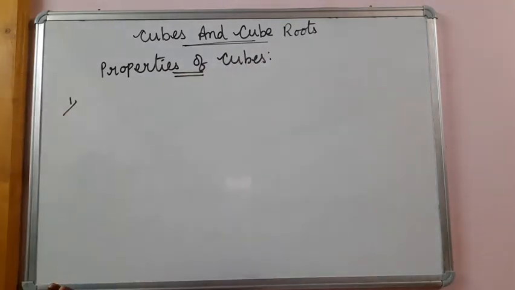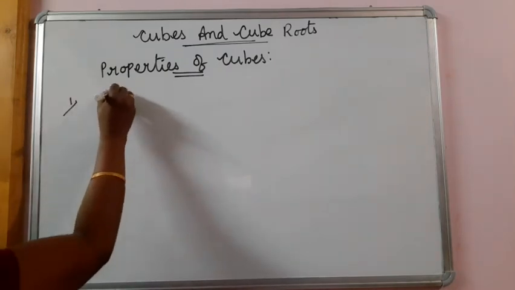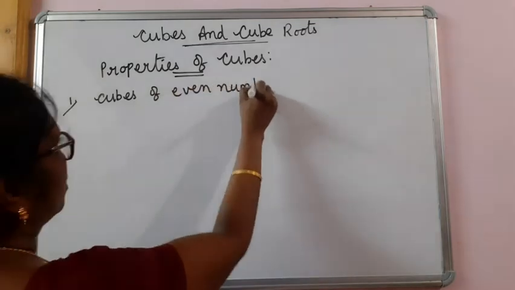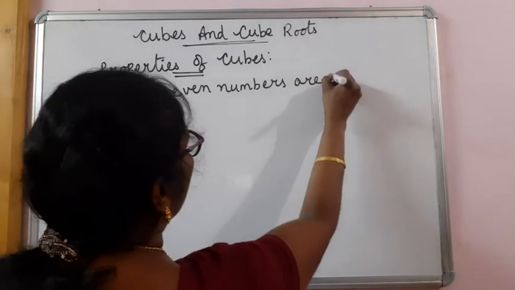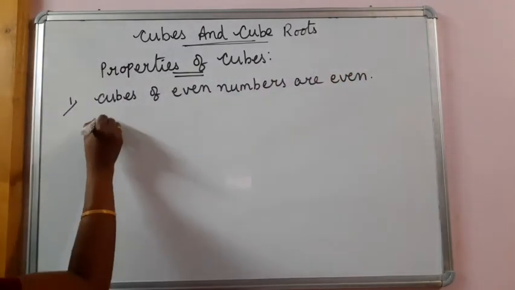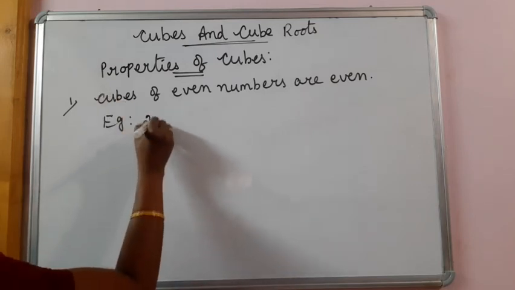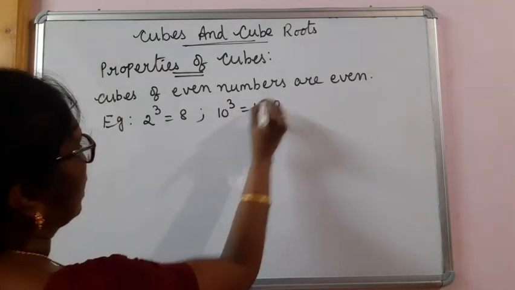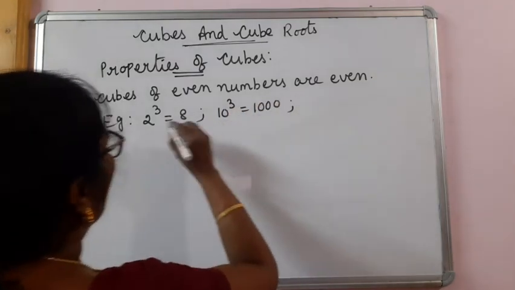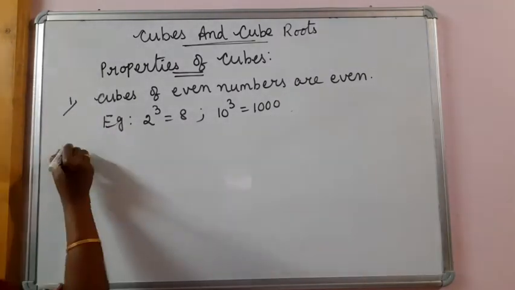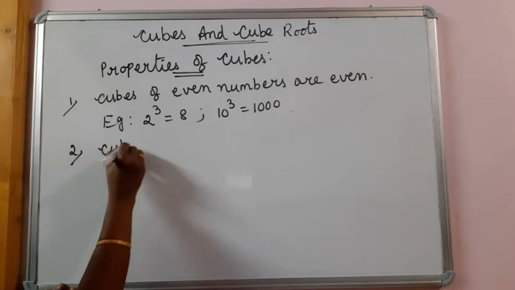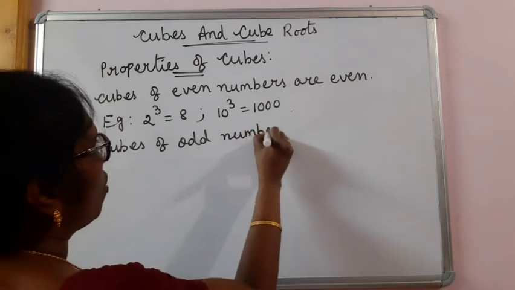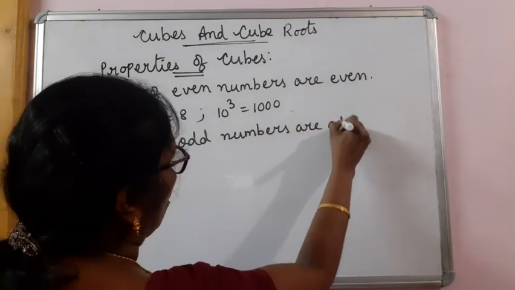The first property is that cubes of even numbers are even. Already I have shown some. Let me show some more. 2 cube is 8. 10 cube is 1000. 10 is even, and 1000 is even, and so on. And your second property is that cubes of odd numbers are odd.